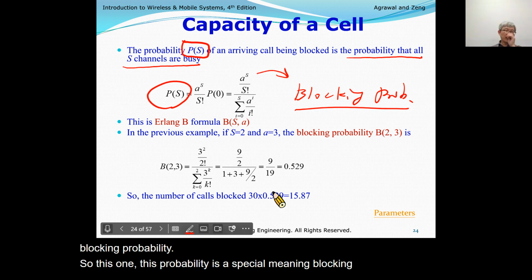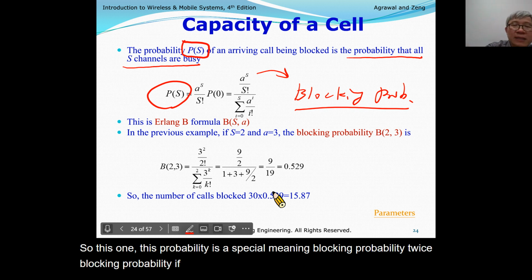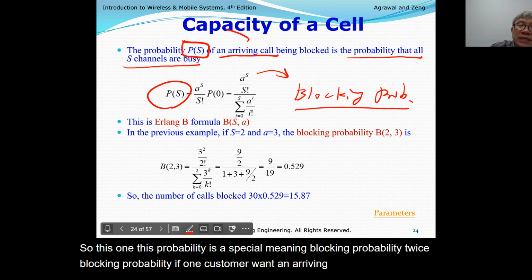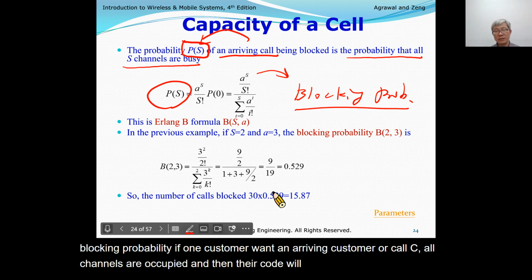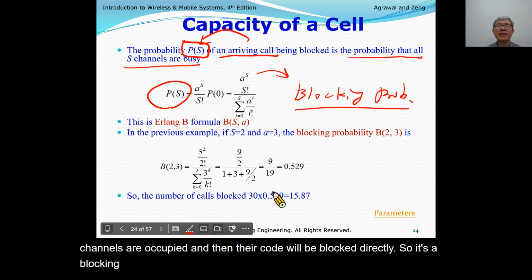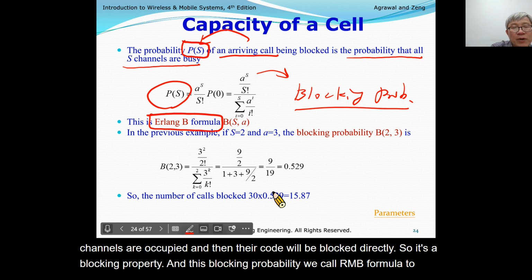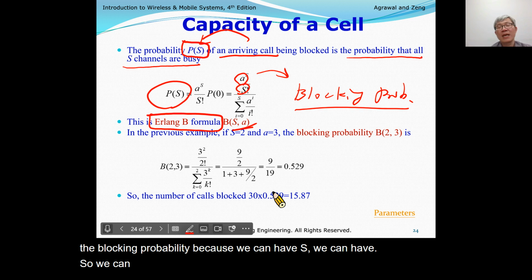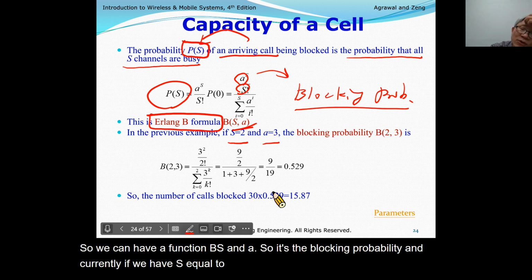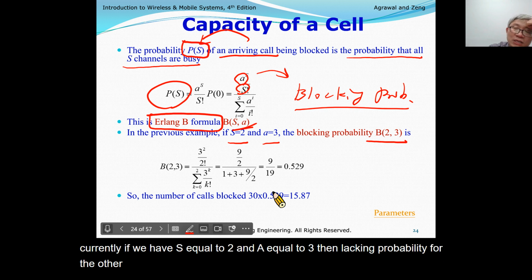Why is it blocking probability? If an arriving customer or code sees all channels occupied, then the code will be blocked directly. So it's the blocking probability. And this blocking probability we call Erlang B formula. Because we have S, we have A, so we can have a function B of S and A. Currently, if we have S equal to 2 and A equal to 3, then the blocking probability for the Erlang B formula should be this.